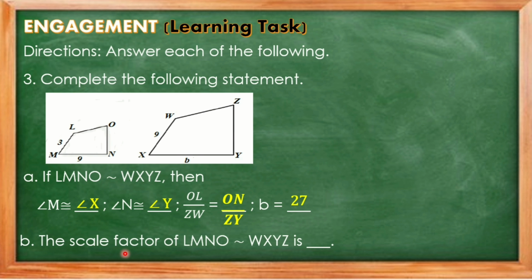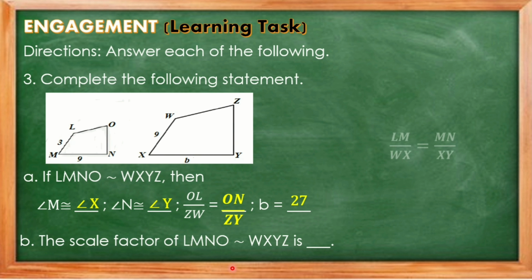Next, letter B. The scale factor of LMNO is similar to WXYZ is blank. Paano nga natin kinukuha yung scale factor? Kukunin lang natin yung ratio ng mga corresponding sides ng polygons. Sabi ko nga kanina, sa pagkuha ng scale factor, hindi mo kailangan isolve lahat ng mga sides, or hindi mo kailangan kunin yung lahat ng ratio ng kanyang mga sides. Pwedeng dalawang pair lang. Dito dahil ang may mga given lang na sides, eto, yun lang yung kukunin natin.